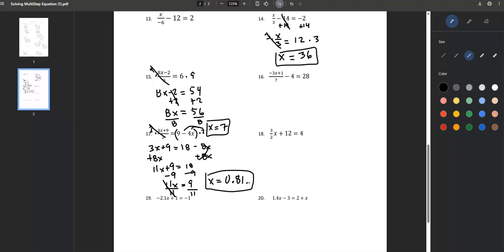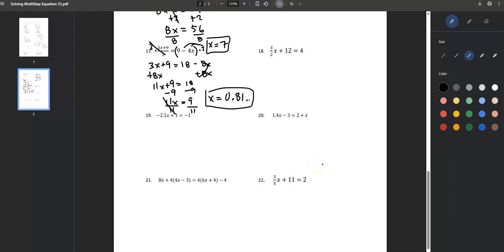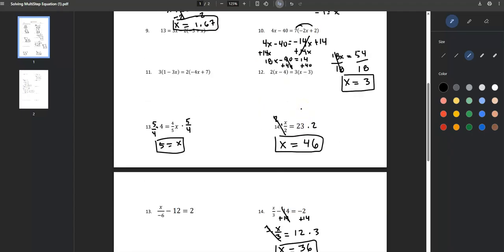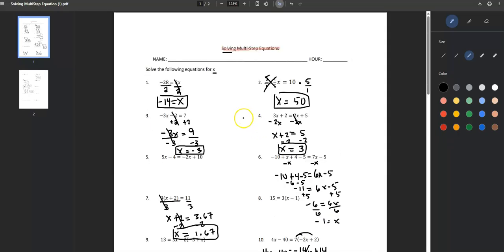There are a lot of different ways, but hopefully this will help you guys with the fractions and those types of things as well. Anytime you have parentheses, we've looked at that as well. I think that wraps it up. So again, your learning target is to be able to solve multi-step equations with parentheses, with fractions, with adding, subtracting, multiplying, dividing.